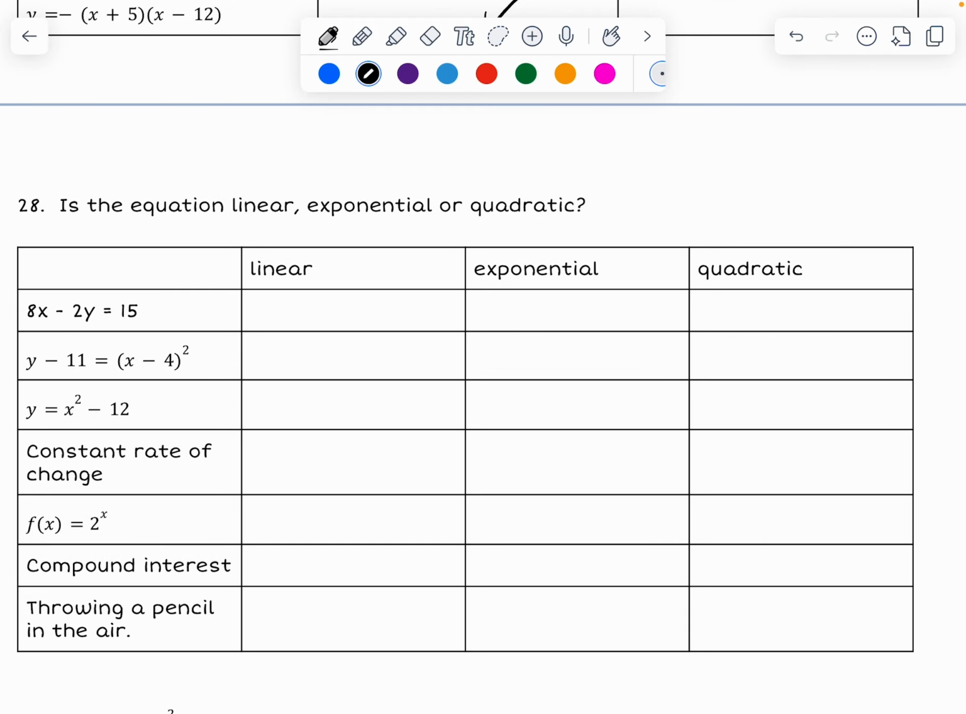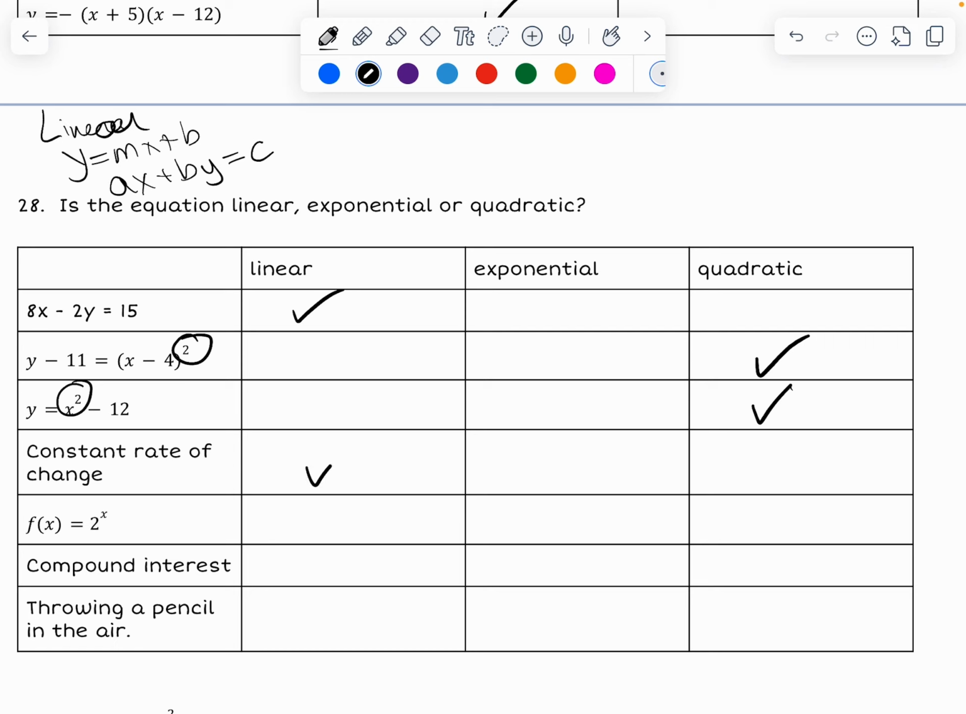Linear. Okay, so when we're talking linear, I know I say it weird. Y equals mx plus b. Okay, it could also be ax plus by equals c. So this is linear. Okay, this has a squared on it, so that means it's quadratic. This has a squared on it, that means it's quadratic.